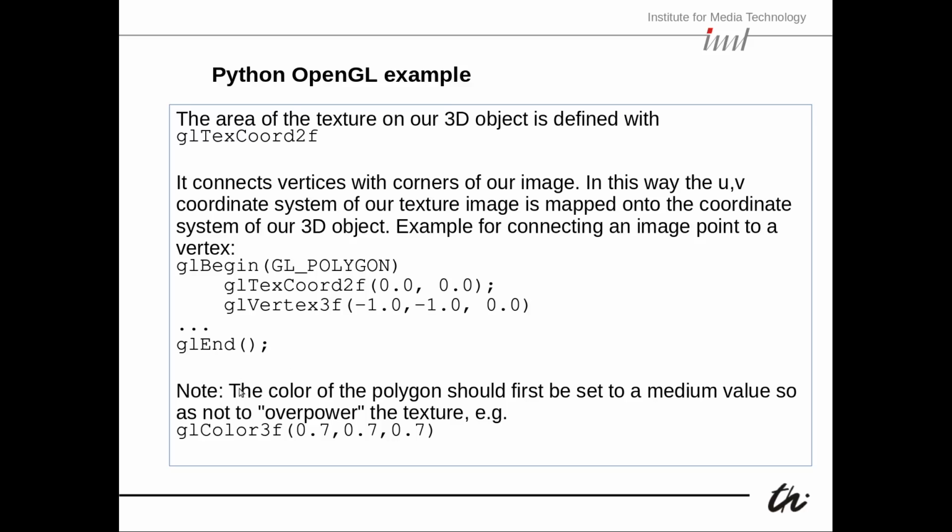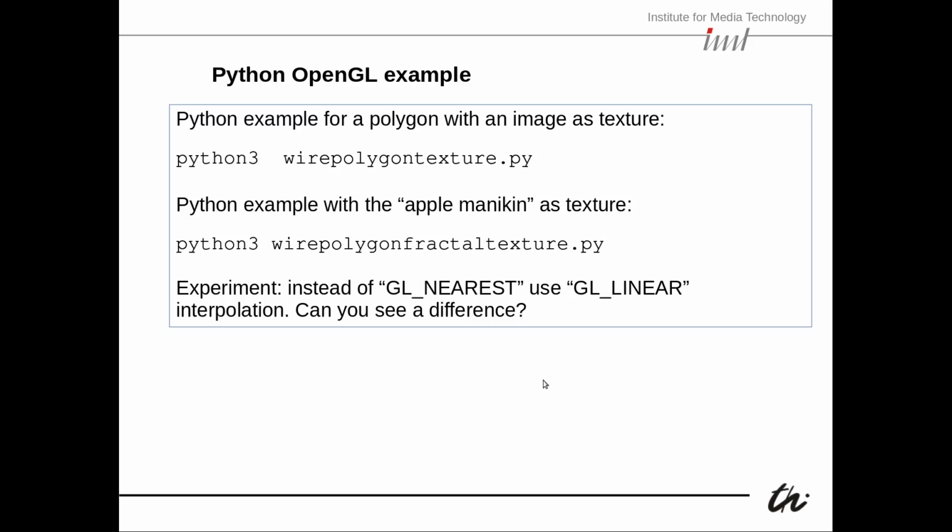Yeah, and here it's useful to have the color of the polygon first set to a medium value so as to not overpower the texture. For instance, 0.7 here, right? Yeah, and here we have two examples. First, a simple wire polygon with texture, and then we have the same simple wire polygon with a fractal texture. So let's try it.